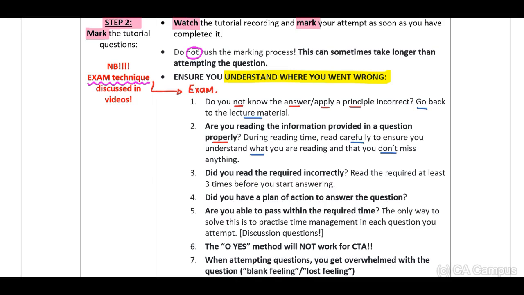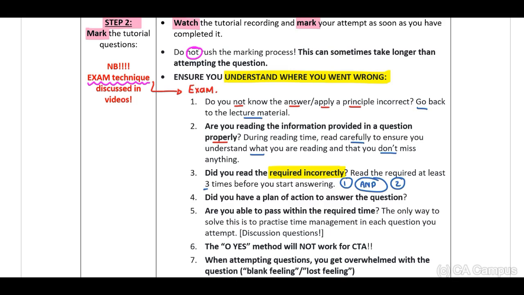Number 3, did you read the required incorrectly? This is very important. Now, I indicate that you need to read a requirement at least 3 times because normally the first time you just scan through the requirements to see if you're able to answer the questions. I know I also did that. Then the second time you read it and underline or circle, and then the third time you actually analyze the requirement. It is important when you read through a requirement and you identify an "and", that you need to identify that there is another section to be answered. You need to read carefully and ensure that you understand what you are reading.